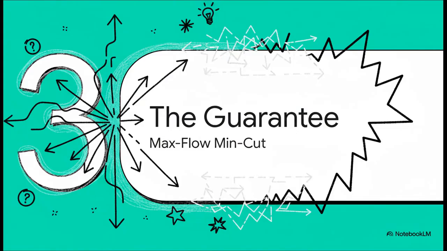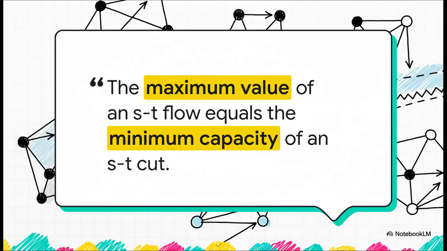This all leads to the really big question, right? How do we know when we've actually found the absolute maximum flow? How can we be 100% sure there isn't some super clever, sneaky combination of paths we've just missed? Well, the answer is one of the most beautiful and elegant theorems in all of computer science. This is it, the max-flow min-cut theorem.